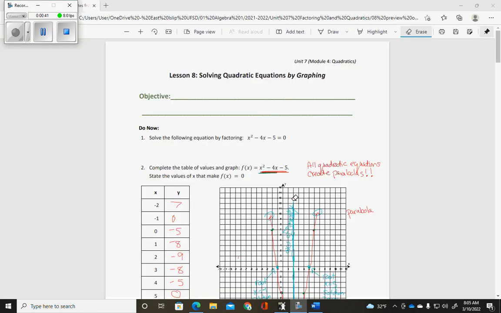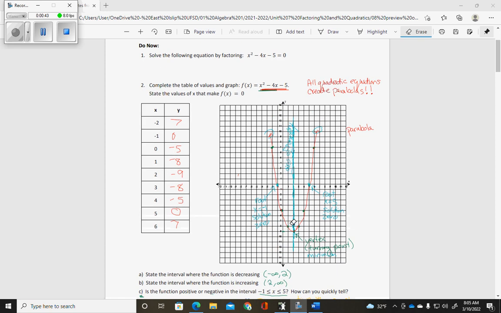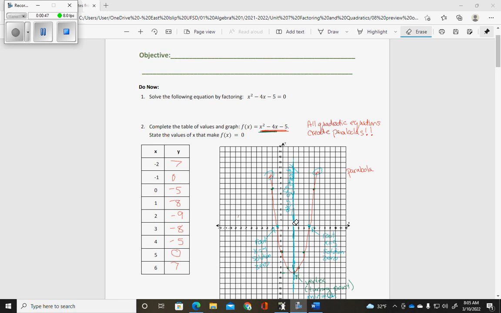So you already took these notes. You know how to graph a parabola in this fashion. Let's just do the do now since we didn't do that yet. So we can solve this by factoring. This is one of those easier trinomials because the coefficient of the x squared term is 1. So things that multiply to be a negative 5, that add to be a negative 4, could be negative 5 and positive 1.